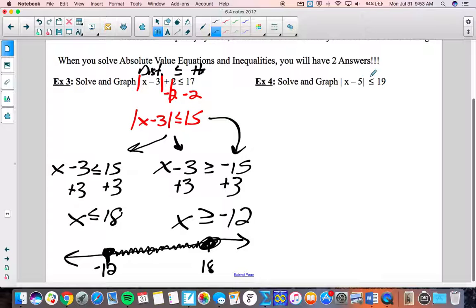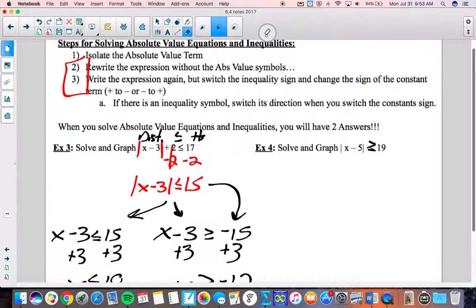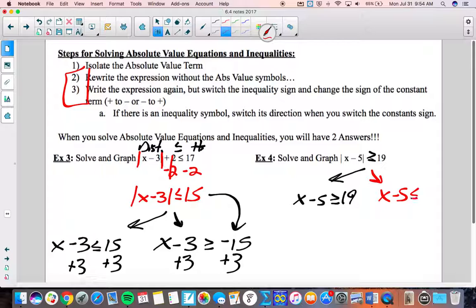You know what? I'm going to actually switch this one. Go ahead and do that in your notes. Let's make that greater than or equal to. So let's look at our process. Is the absolute value sign isolated? Is there anything outside of it on that side of the inequality symbol? Nope. So now we can go ahead and do our split. Just rewrite this without the absolute value sign. X minus 5 is greater than or equal to 19. Now for the second one, x minus 5 is less than or equal to negative 19.